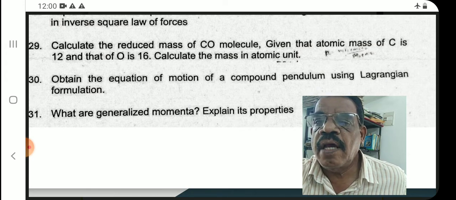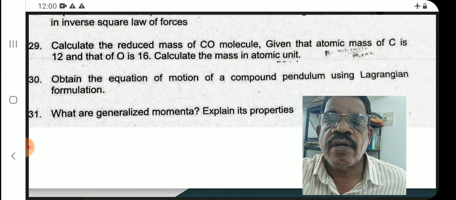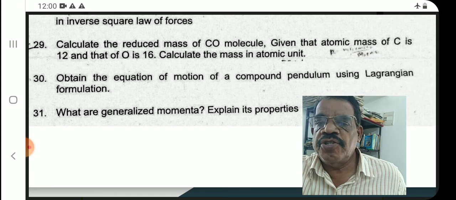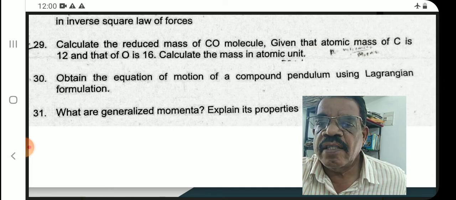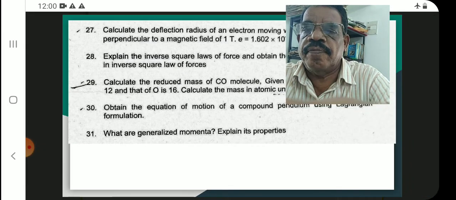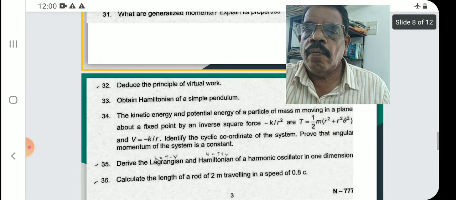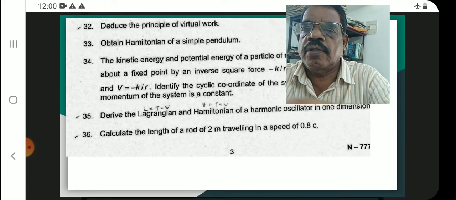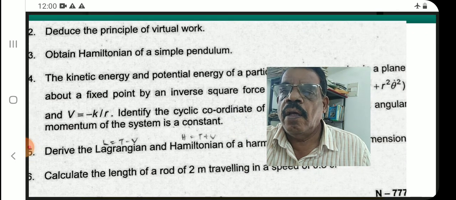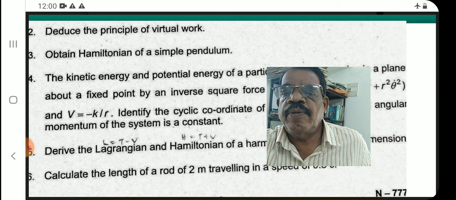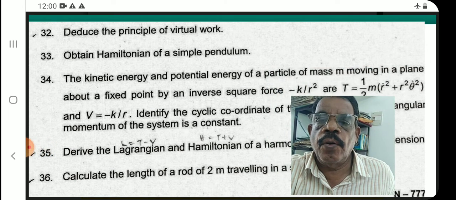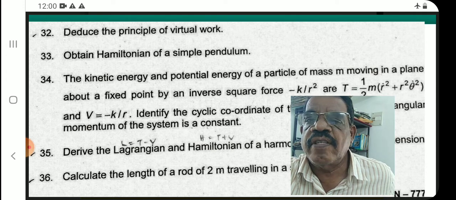Number 30, obtain the equation of motion of a compound pendulum using Lagrangian formulation. Number 31, what are the generalized coordinates? Explain its properties. Next question. Number 32, deduce the principle of virtual work. Number 33, obtain Hamiltonian of a simple pendulum.